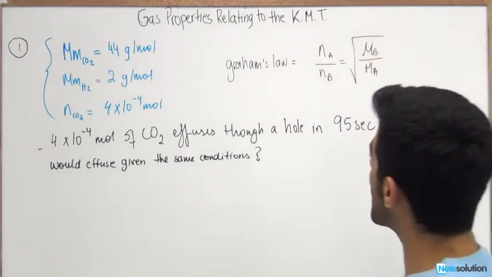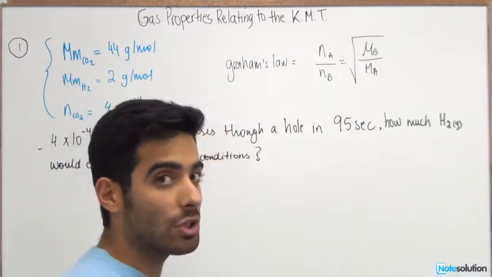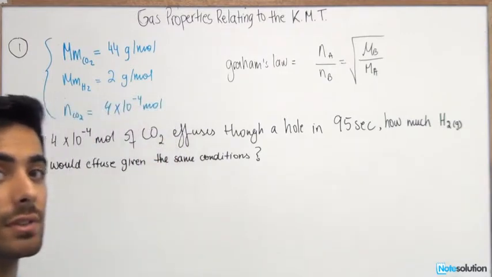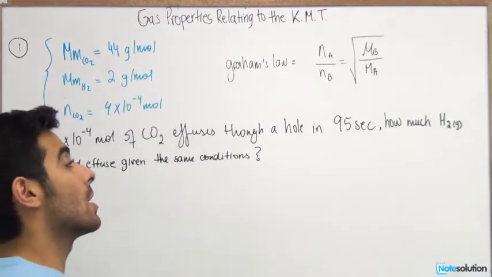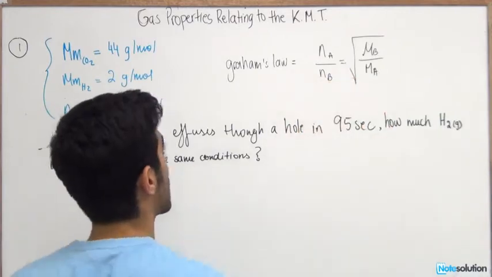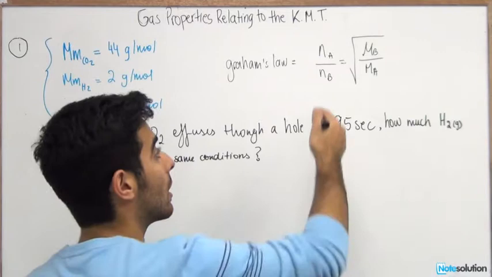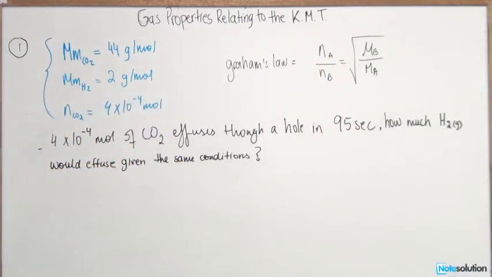Now, one thing that I'm going to discuss later in another example is for effusion time. When you're talking about effusion time of two different molecules or elements, we do not use the inverse of the molar masses. We actually use the molar masses as they are present in this situation. So anyway, we'll discuss this in our other example.